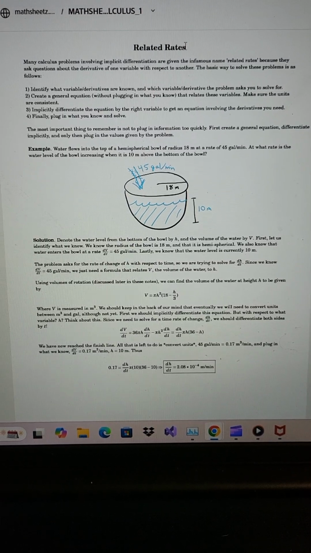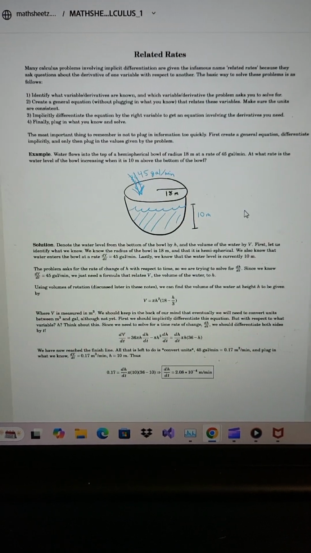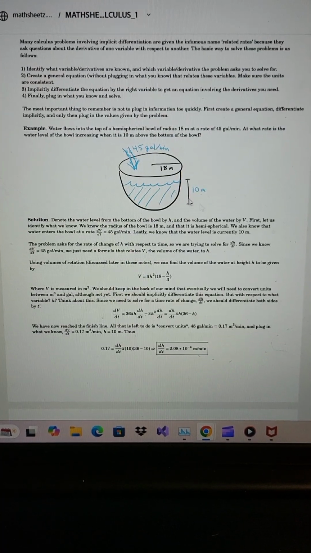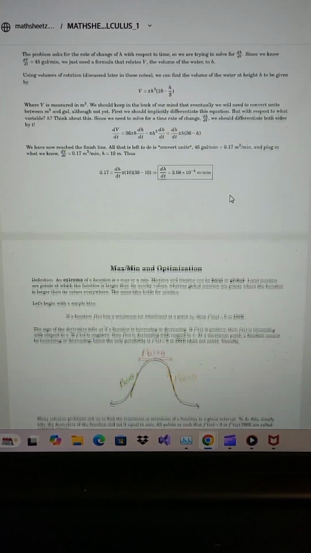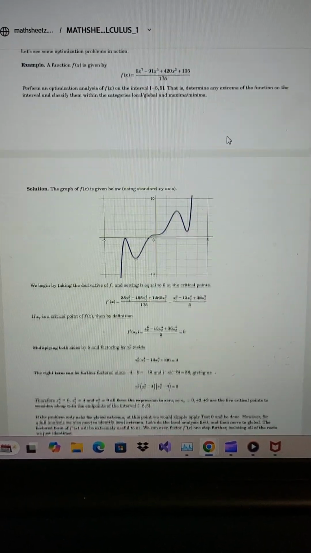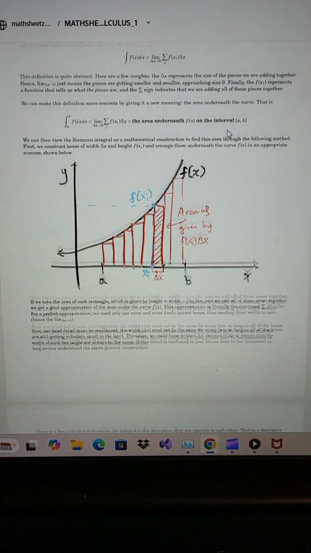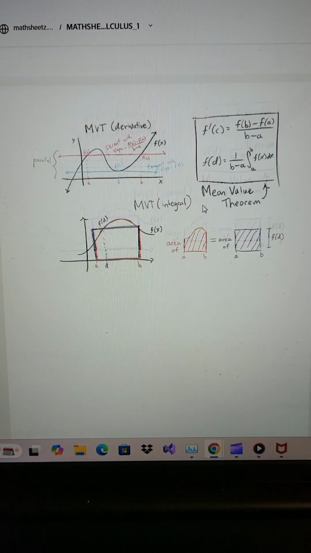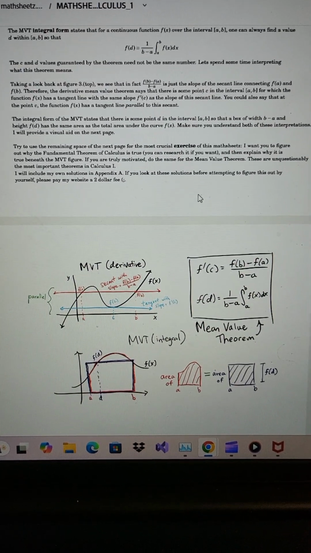And then I have related rates, the infamous related rates section of calculus, and basically I have some examples that I've worked out in detail, and then I have some max-min optimization problems, which you're going to learn in calculus. Riemann integral, so construction of the integral. I have a nice exercise outlined for the reader.